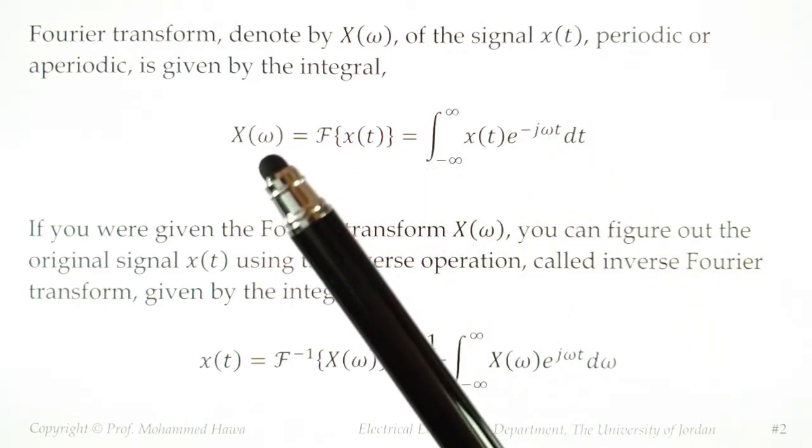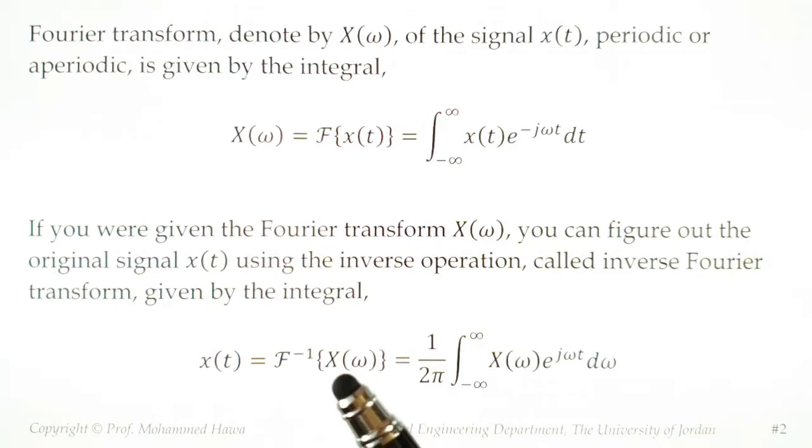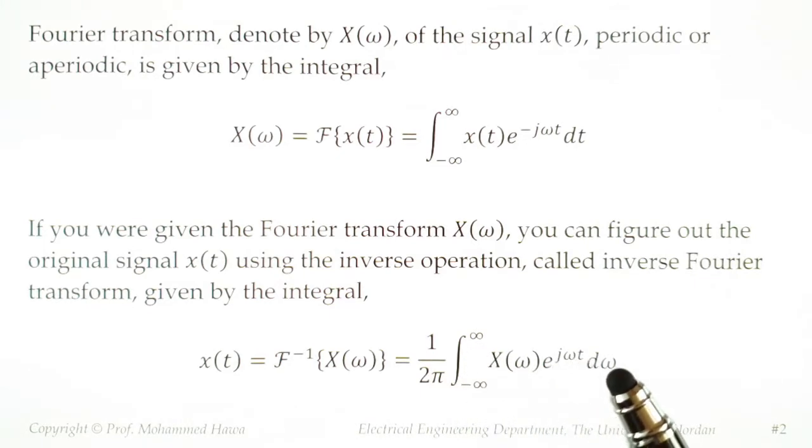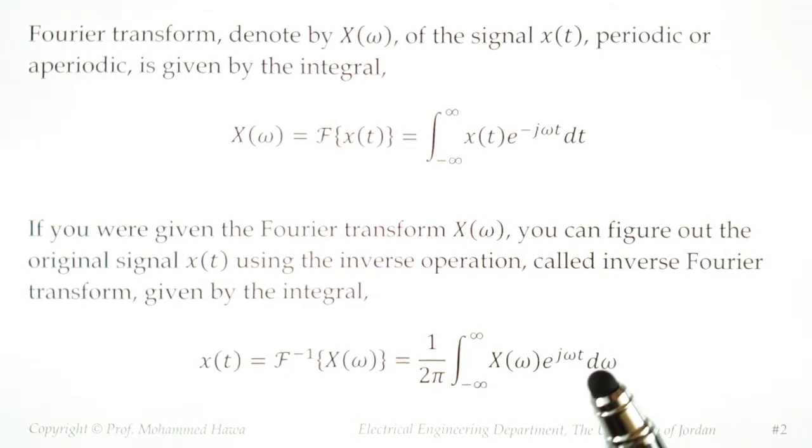On the other hand, if you are given x of omega and you want to go back to x of t, evaluate the Fourier inverse of x of omega, which is 1 over 2 pi integral minus infinity to infinity x of omega e to j omega t d omega. Notice this time the integral is with respect to omega, which means omega disappears and you're left with time t for the signal x of t.